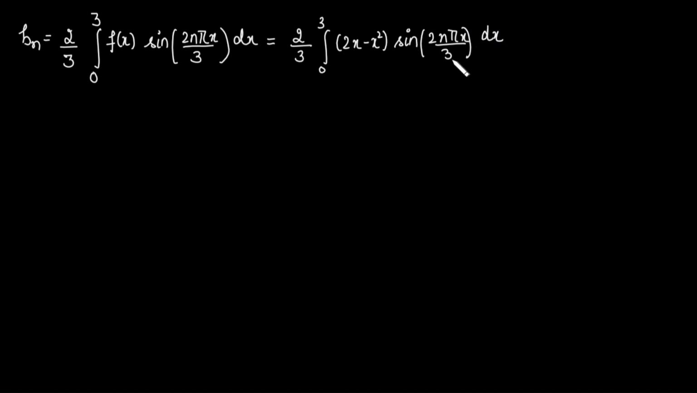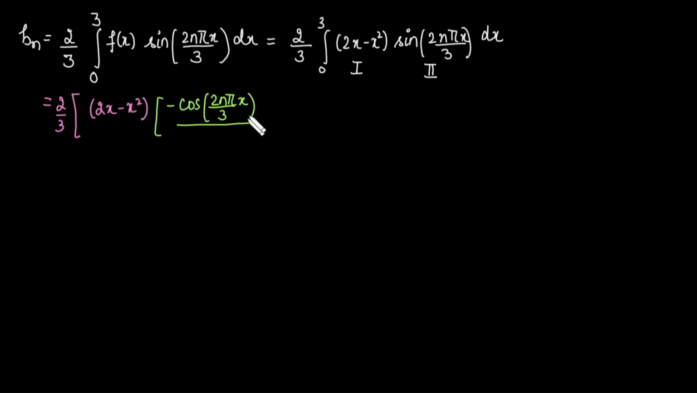Now again we have two functions of x, so we are going to use the integration by parts rule. So according to that, this is the first function and this is the second function. This is equal to 2 by 3. First function is as it is. Integration of sine is minus cos 2n pi by 3 into x divided by the coefficient of x, that is 2n pi by 3, minus the derivative of this, that is 2 minus 2x.